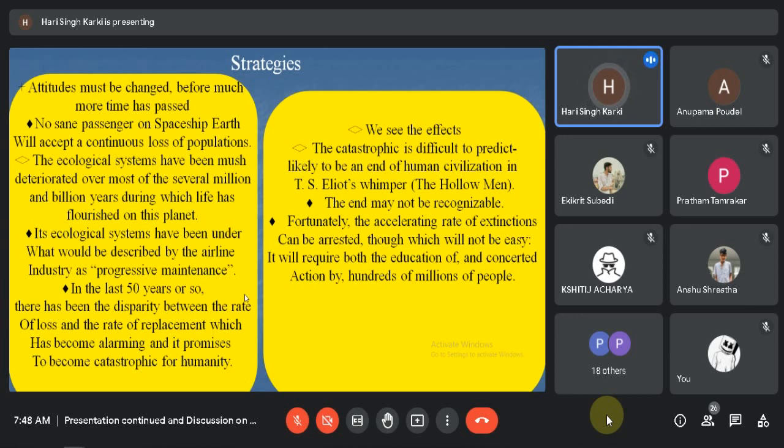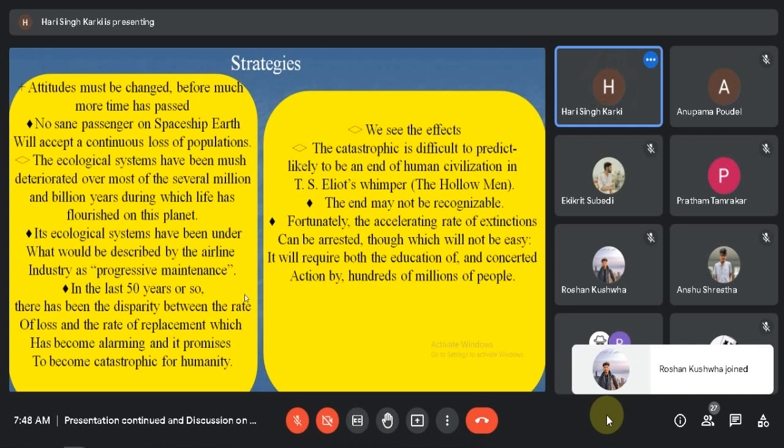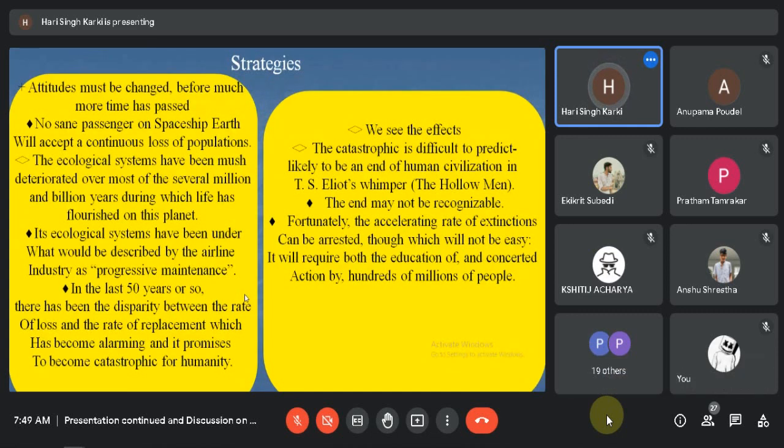So the end may not be recognizable, but listen: we have missed some of our culture, some of our day-to-day practices, even simply because of a single Corona, or who knows how the end of human civilization might be. This may not be recognizable, but fortunately writers end their essay with the last sentence: the accelerating rate of extinctions can be arrested. We can stop this accelerating rate of extinctions. We can replace them, we can implement various policies, though which will not be easy.